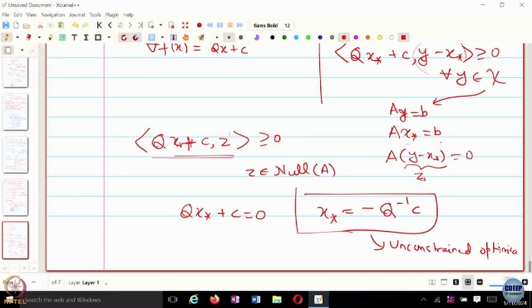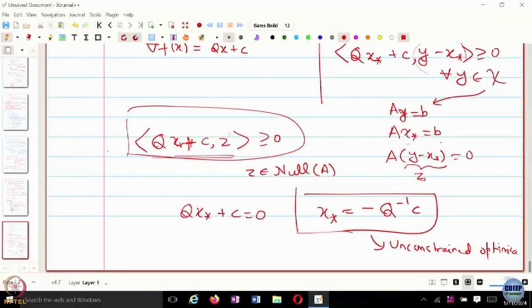No, I'm saying that the null space is vacuous, as in, let's say A is all zeros, something which is trivially satisfied, right? So then it becomes an unconstrained optimization, if this equality constraint is not even there to start with.